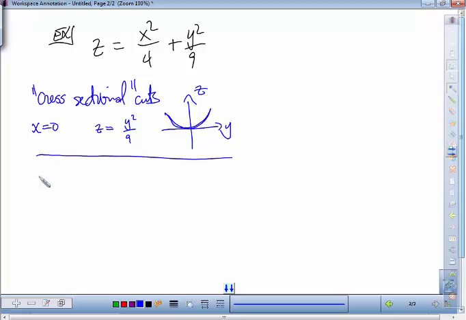Now let's take a look at this on y is equal to 0. So when y is equal to 0, I get z is equal to x squared over 4, and y is equal to 0, so that whole term is gone. And similarly, I would have a parabola over here.